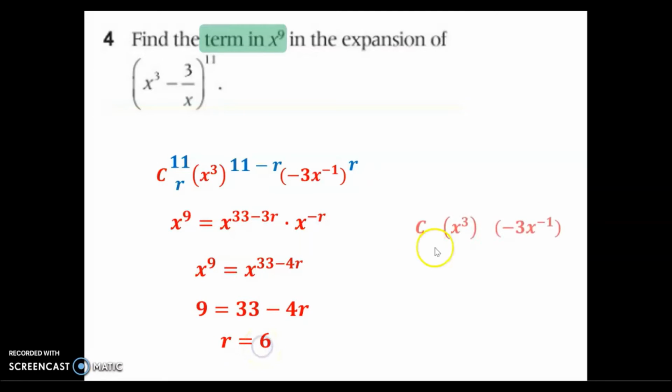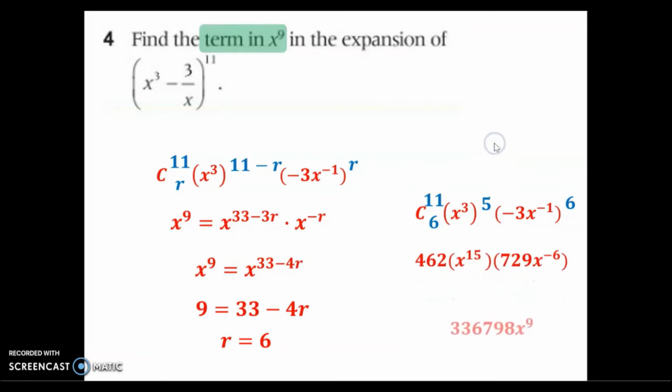Great. So now we know this must be 6, therefore this must be 5, and therefore this is 11 choose 6. Take this now all the way and see what happens. Do you end up with a term that has x to the 9th? Well, you should. Okay, let's check our work. This becomes x to the 15, this becomes x to the negative 6, and, well, yeah, combine the x to the 15, x to the negative 6. When you add those exponents, it's 9. And that's what we wanted, the term where x is 9. Everything else multiplied becomes this.